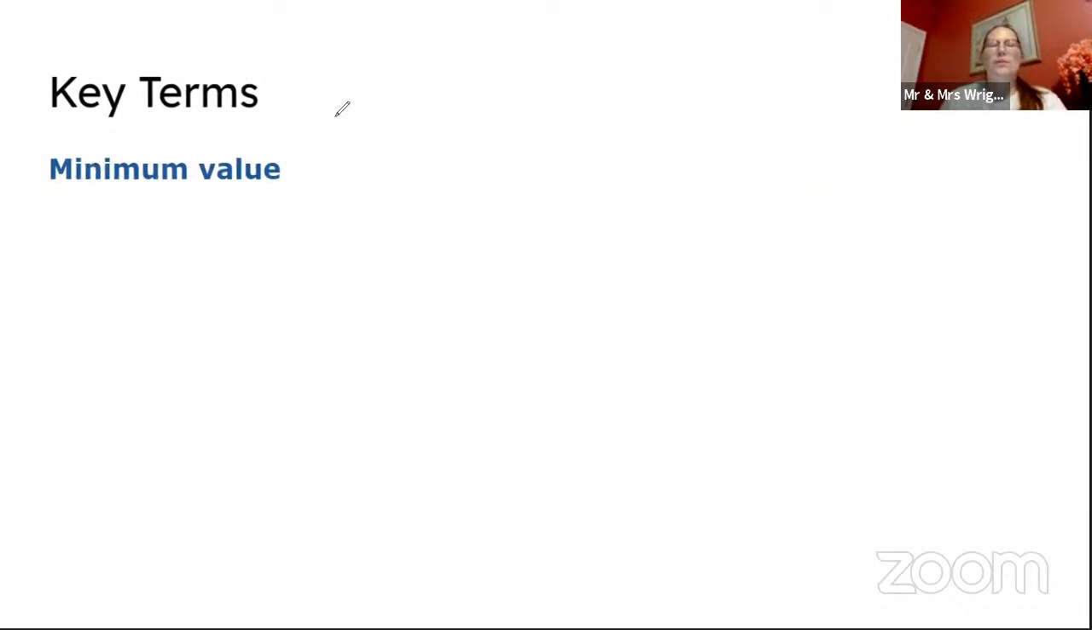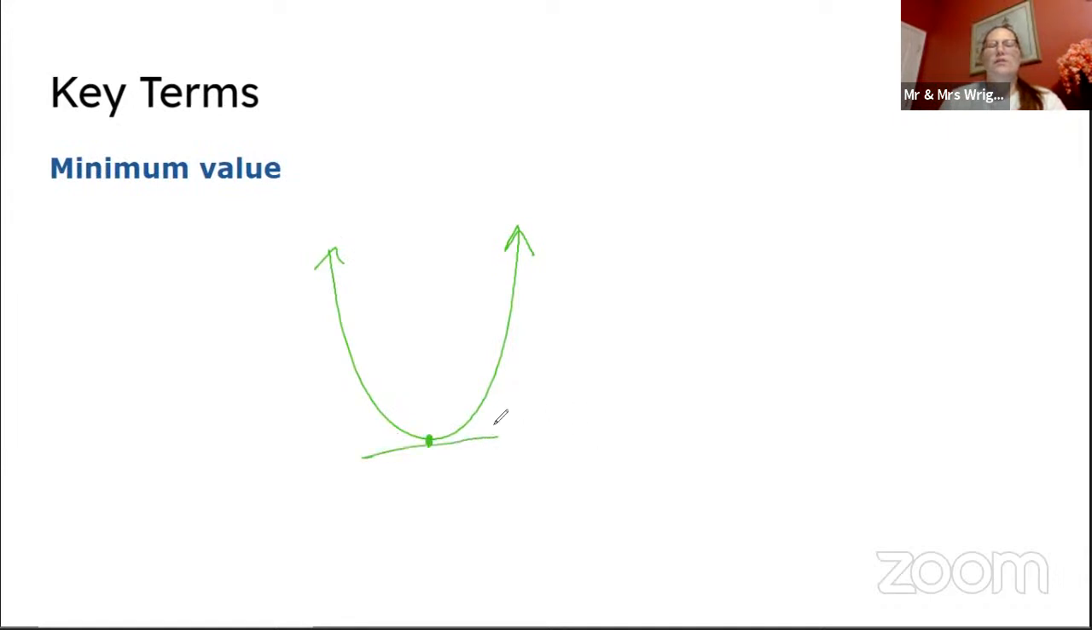So there's also a minimum value, right? So if the maximum value was a parabola that opened down, a minimum value would mean that it's on a parabola that's going to open up. A minimum value is the smallest value that the y can have on this parabola.